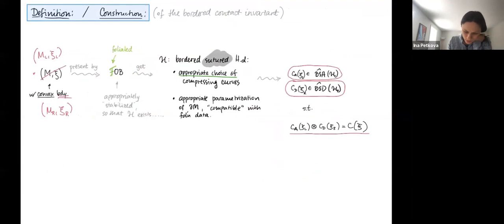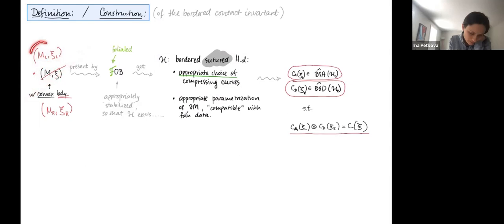So now what are we gonna do? We used to have a manifold with a contact structure, and we want to present it by an open book to get a Heegaard diagram and to get a contact invariant out of that. Now, just so I can state a gluing result simultaneously, let's say that I have something with boundary, and let's even suppose you cut it into a left and a right piece.